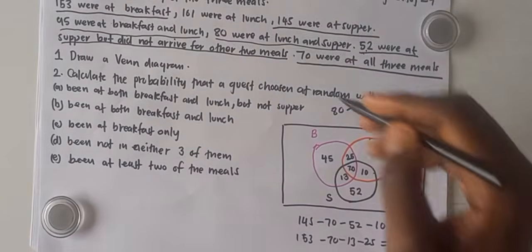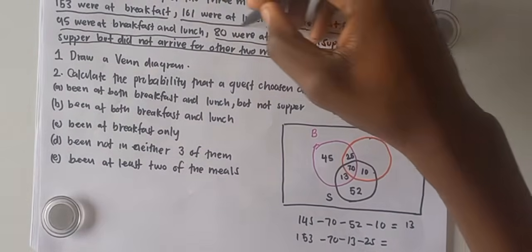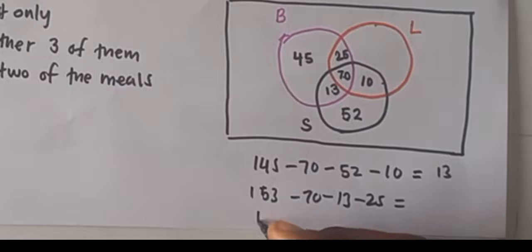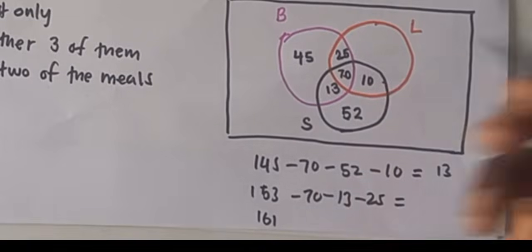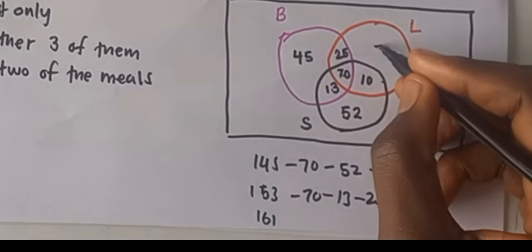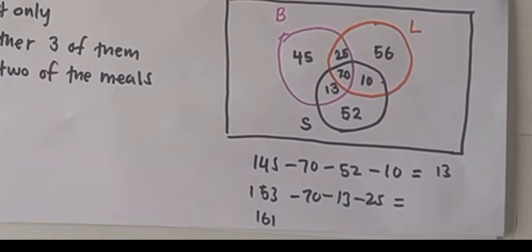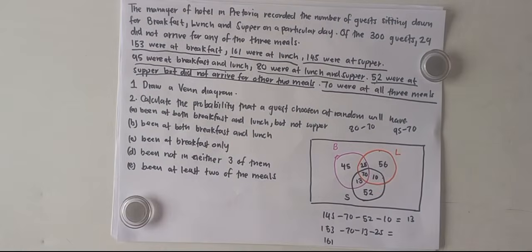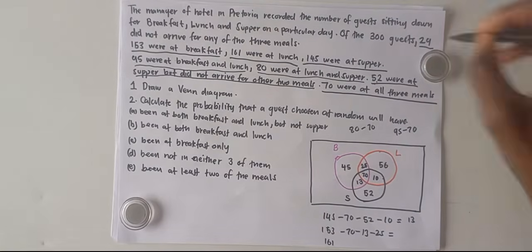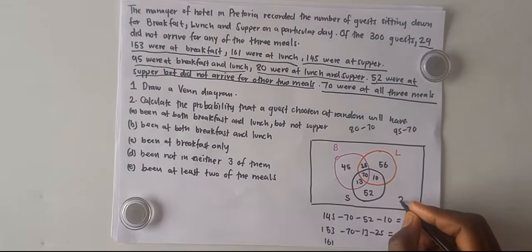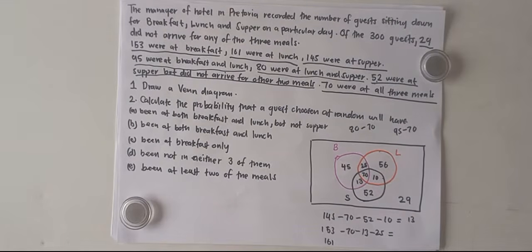Going to lunch, how many were there for lunch? It was 161. I'm going to say the same thing: 161, and we subtract all the people that are here. If you go on your calculator and subtract all of them, you're going to get 56 left. Then there are the people who did not arrive out of the 300 people. How many of them? There were 29. Where do we put them? Outside the circles, but inside the rectangle. So here's the 29.